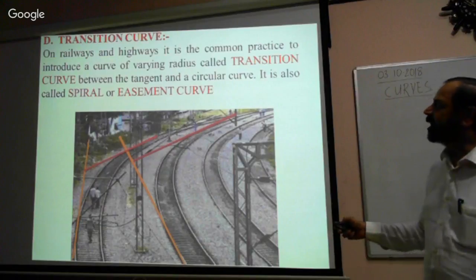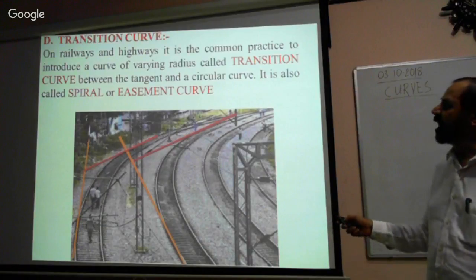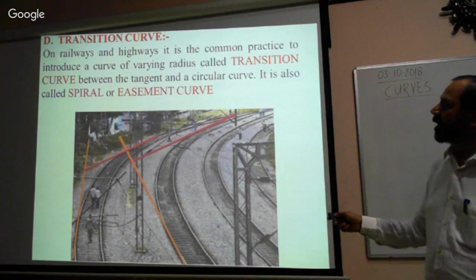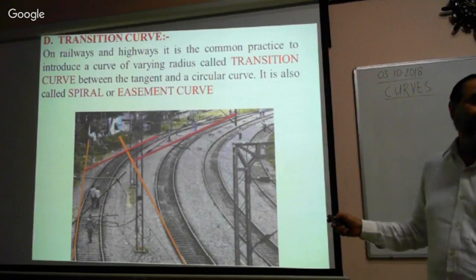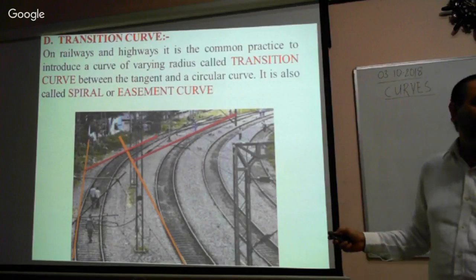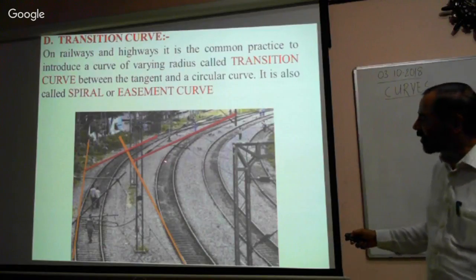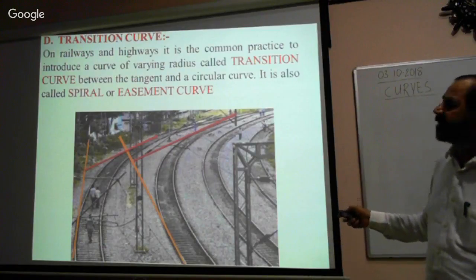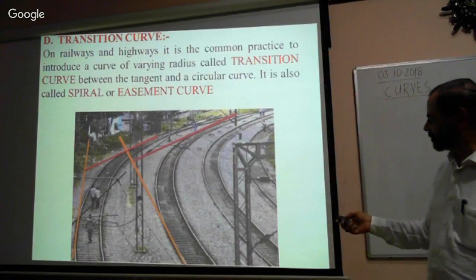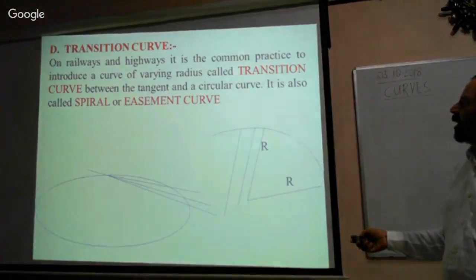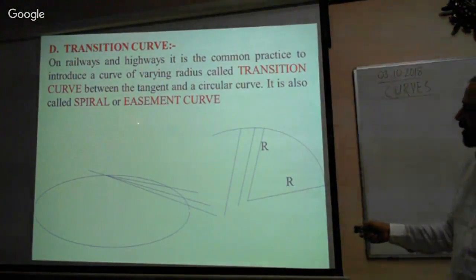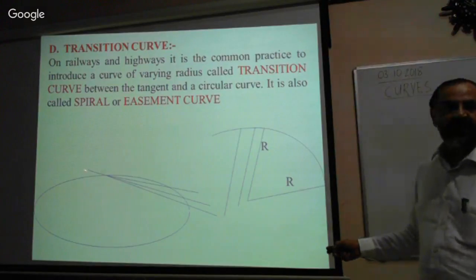Now, please understand the transition curve. The transition curve is used on railways and highways. It is used to maintain the speed of the vehicle. It is introduced between the curve and the straight. Isn't it? It is called a transition curve. And the transition curve is a part of a curve.